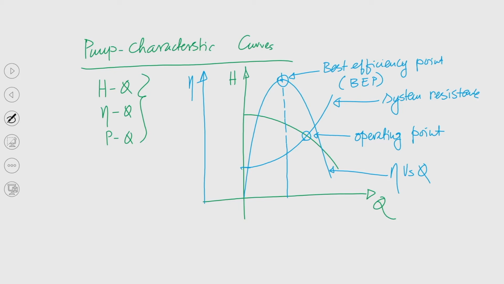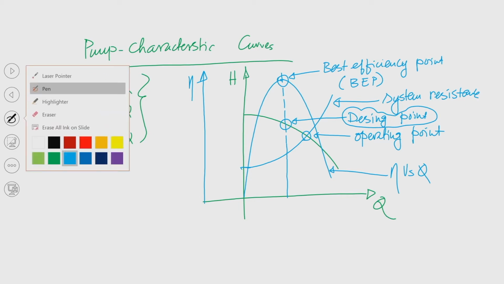Now, you can understand if we draw a vertical line parallel to the eta axis, this line will cut the H-Q curve at this point, and this point is known as the design point. Why I am discussing this aspect now, let me tell you. So, this is the design point.